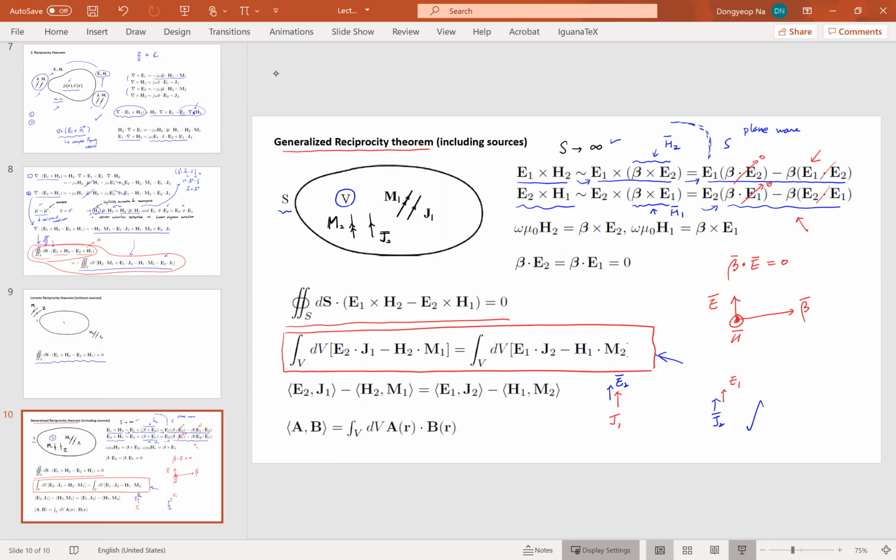That's because, where the magnetic current is zero, E2 dot J1 equals E1 dot J2. So by taking one experiment with the source J1, you know the electric field E1 at the position of the second source, then we can deduce E2 for an arbitrary current source, I mean the second source. So this is the reciprocity theorem.